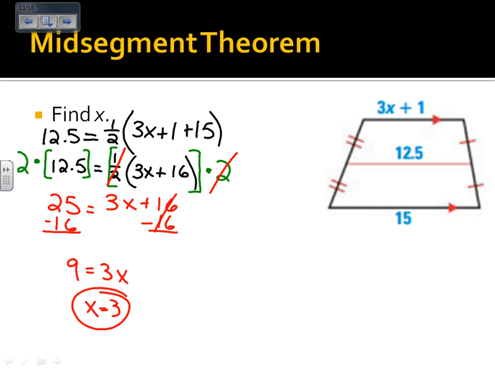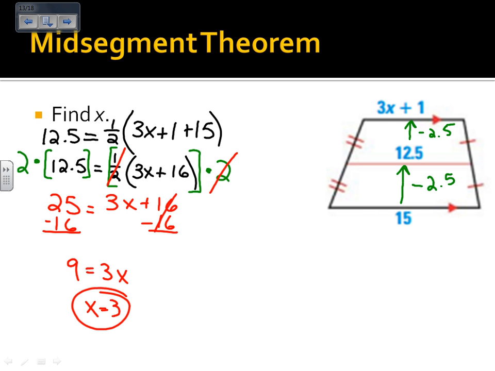Let me show you how we could do that using the shortcut. On the last page, I told you about the shortcut. I go from 15 to 12.5. How did I move there? What do I subtract? Minus 2.5. So what would I need to subtract to get to this one? Minus 2.5 again.